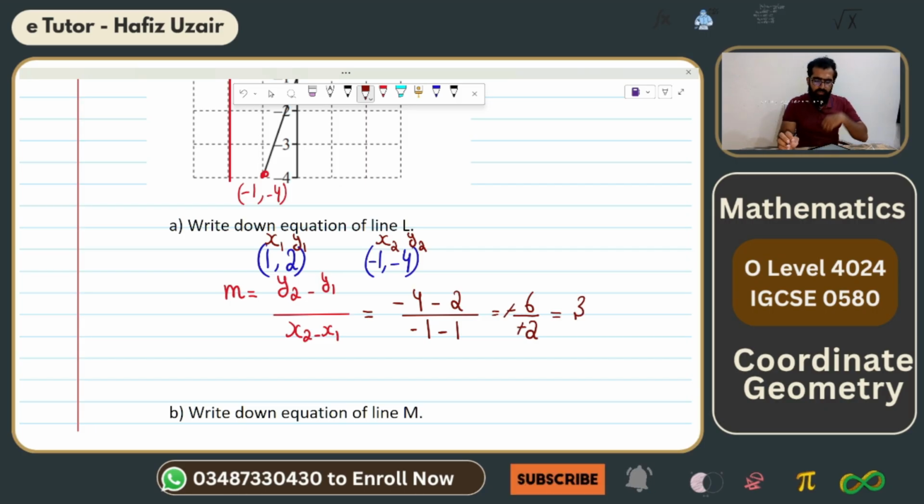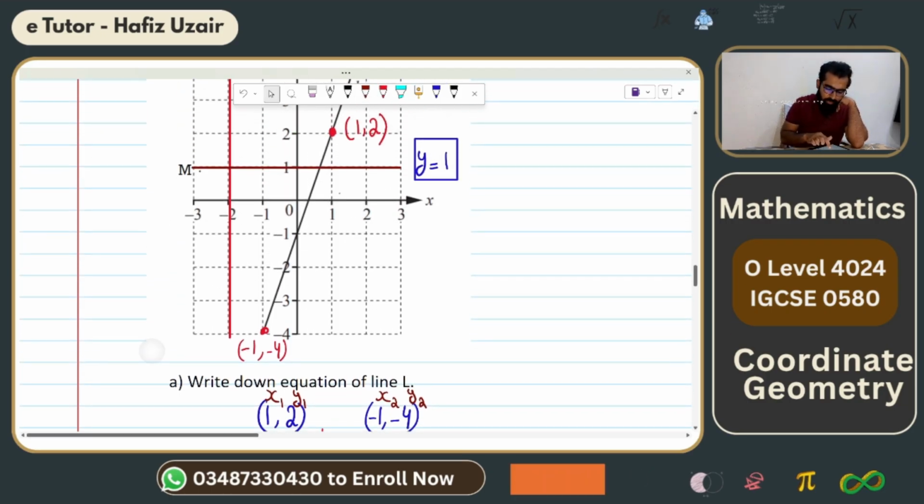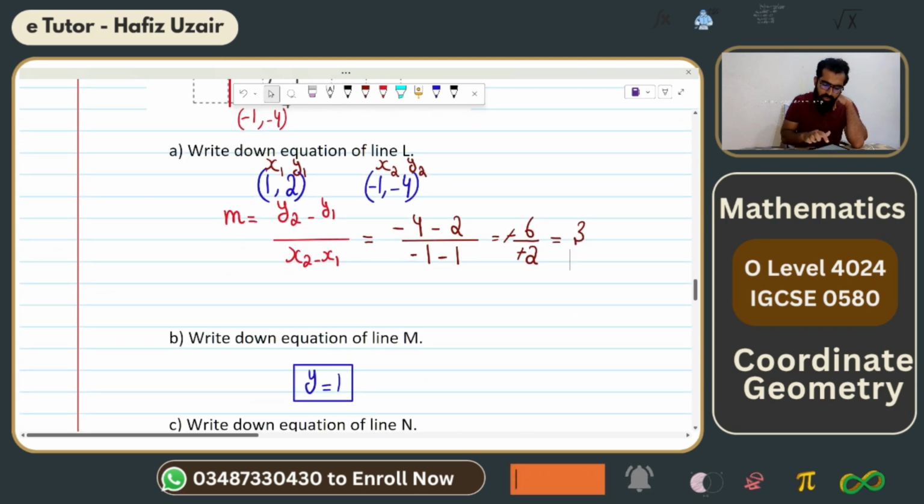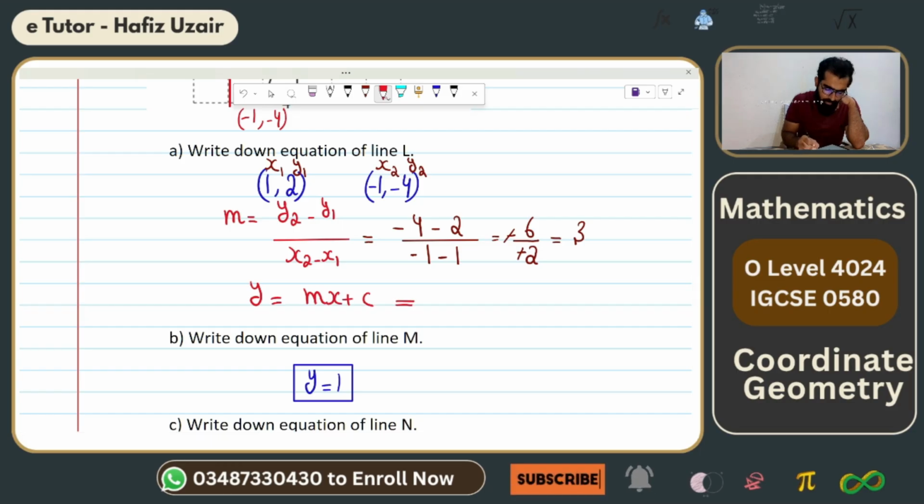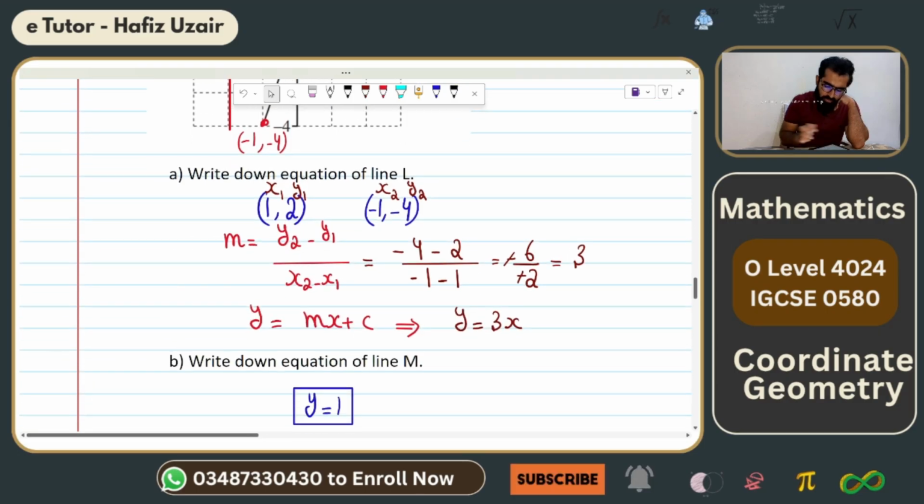Now what is the value of the y-intercept over here? This line crosses the y-axis at -1, so c = -1. Now the equation of the line will be y = mx + c. What is the value of m over here? Just write y and x as it is, m is 3, and then x as it is, and this line crosses the y-axis at -1. So y = 3x - 1. This is the equation of the line.